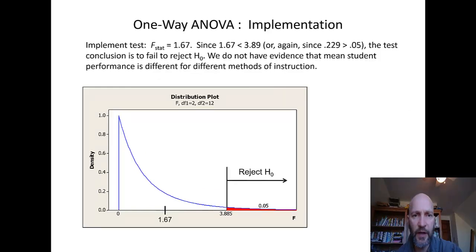We can take this value of 1.67 compared to 3.89, and since it's less than 3.89, that tells us that we're not going to reject the null hypothesis. This is the same conclusion we reached by looking at the p-value of 0.229 being bigger than 0.05, the alpha level. And so we have the same conclusion as we had previously, and these are just 2 different ways to go about the same test.